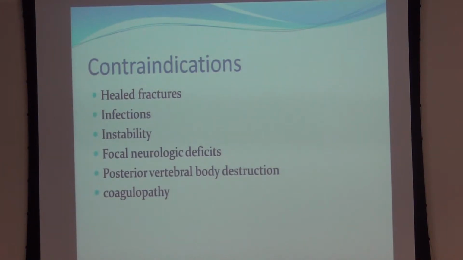Instability, they would need an instrumented fusion for. If they have focal neurologic deficits, there's usually a fragment, disc herniation, or something else causing the problem, so you would want to do an open procedure to decompress the spinal cord and nerves. With posterior vertebral body destruction, if you're injecting cement there, it could extravasate against the nerve roots or the spinal cord. And if they have a gross coagulopathy, you don't want to be doing this, otherwise you're just going to cause an epidural hematoma or other bleeding.